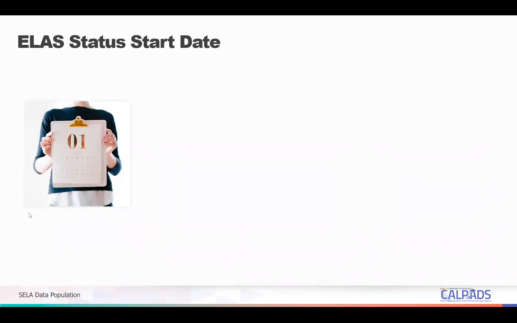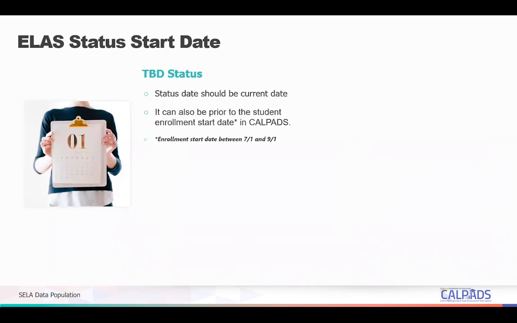Next is the ELAS status start date. For TBD status, the date should be a current date and within this current academic year. It can also be a date prior to the student's enrollment start date in CalPADS, meaning a student can have a future enrollment start date as long as it's between July 1st and September 1st of the current academic year.